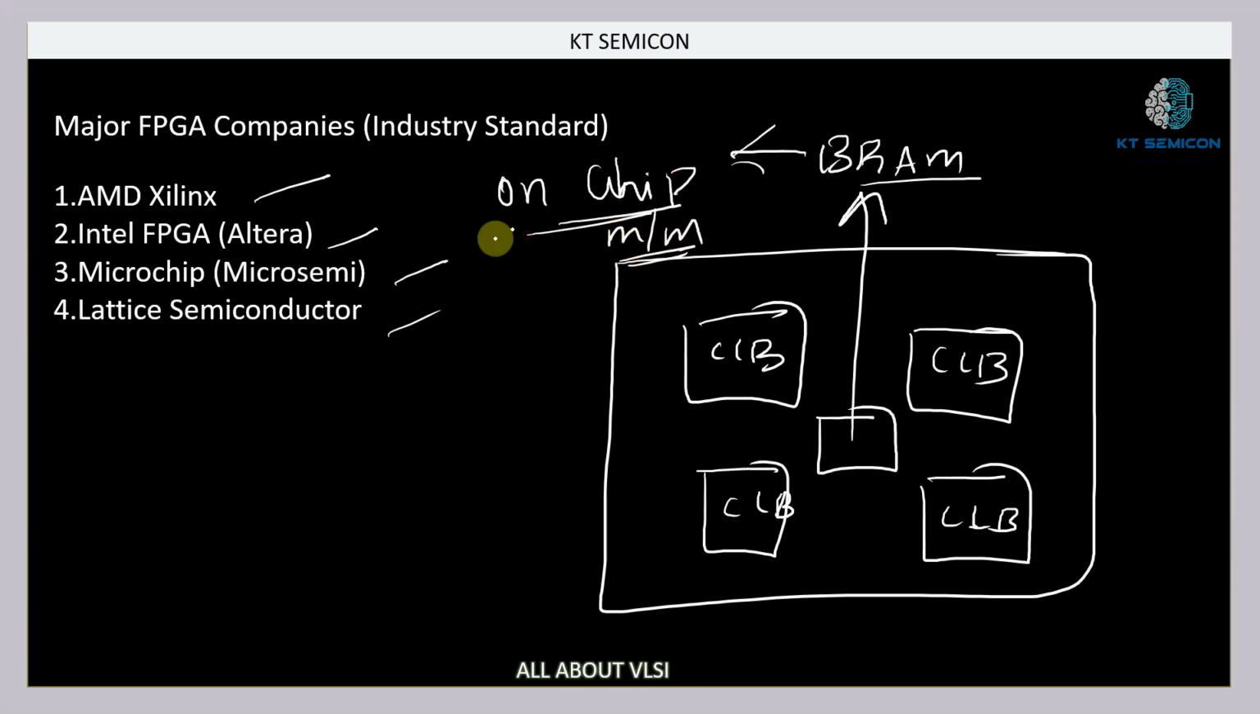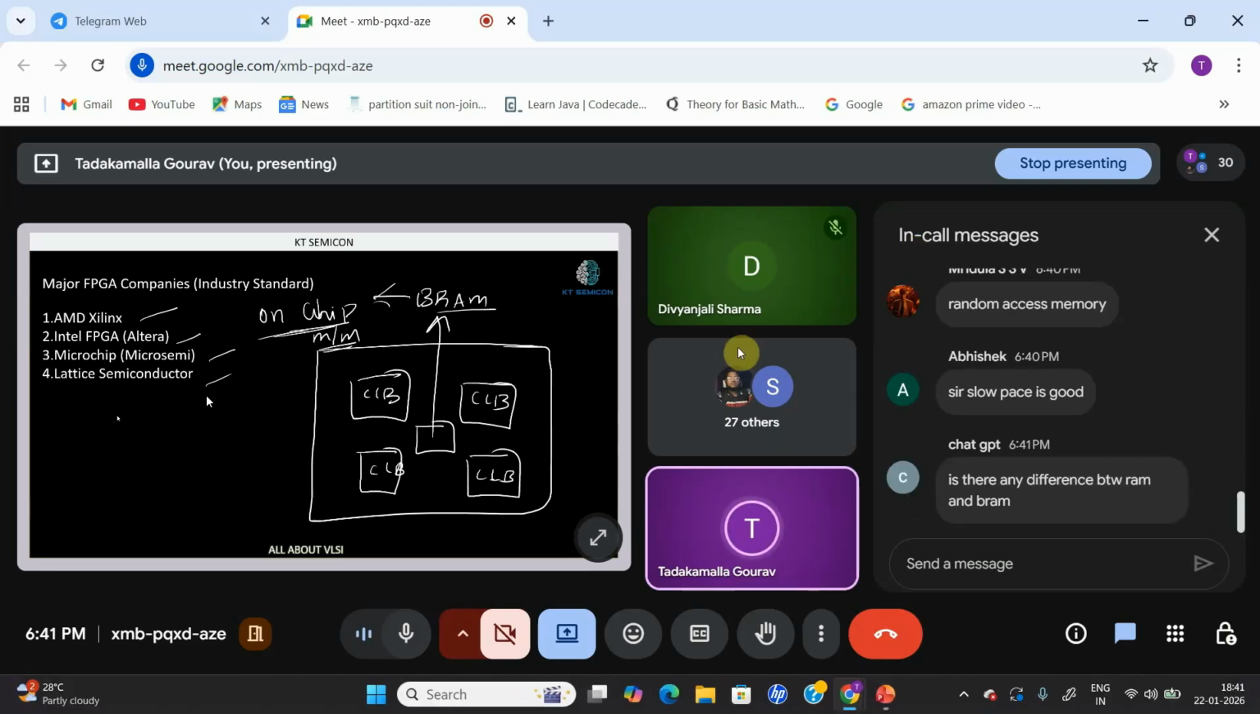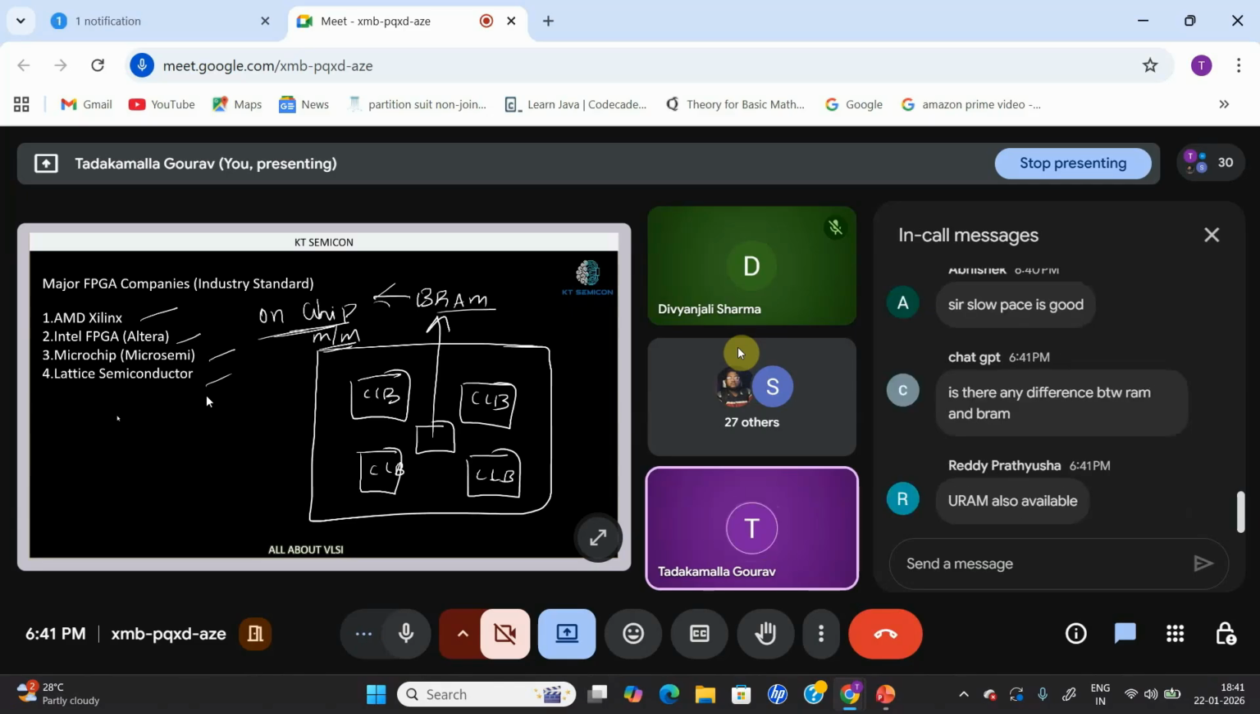So you can also use this memory. RAM is nothing but random access memory, it's a type of memory. Now, why are we calling it BRAM or block RAM? Because it is present on the chip. It is a name given to that particular memory because it is present as a block. We will come to what URAM is, and everything, but these are the fundamental things.